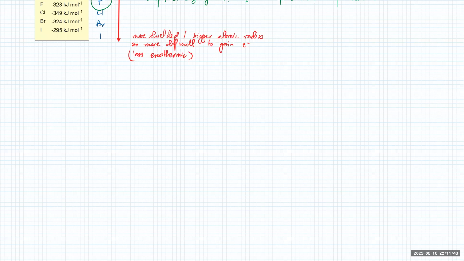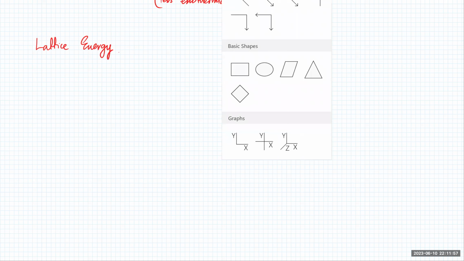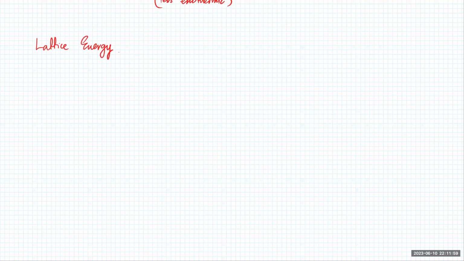So we are going to start with lattice energy, which was what was left. Born-Haber cycles are basically about calculating lattice energy. So we're going to first discuss what this thing is.